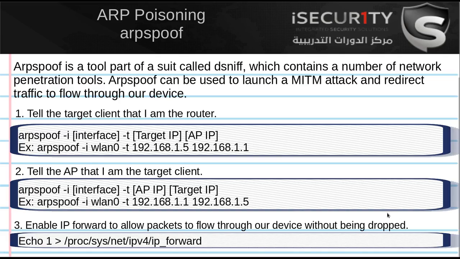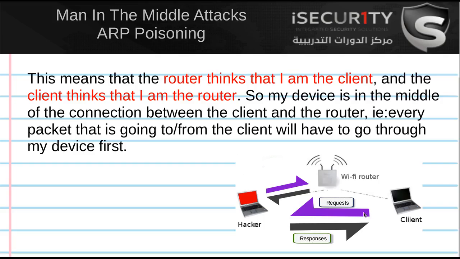So when the client wants to send a request, it will send the request to us. For example, when it wants to open google.com, it will send that request to our device instead of sending it to the router. Now our device will go to the router and get google.com. The router will send the response to our device instead of the client, and then we will send the packet back. So each packet that is sent to the client or from the client will have to go through us. Since it's going through us and we have the key, we can read these packets, modify them, or just drop them.